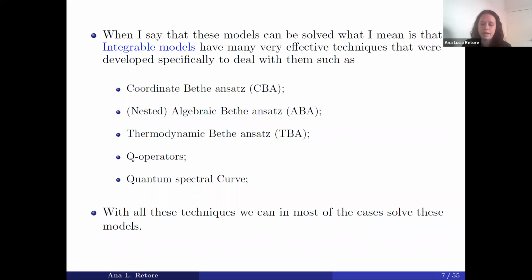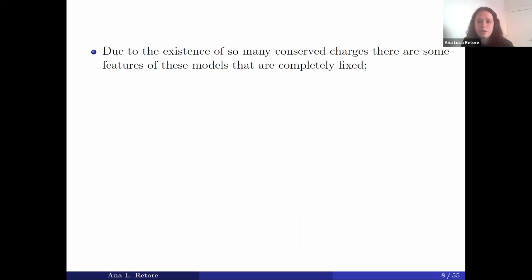If you take a Hamiltonian and you know that it is integrable, you automatically have a whole set of techniques you can use to deal with this model that you would not have otherwise. So our idea to find new integrable models was mainly this: if you know that a model is integrable, you can do a lot with it. In principle, you have many new things at your disposal. But because there are so many conserved charges, what can happen or not in these models is very well defined.